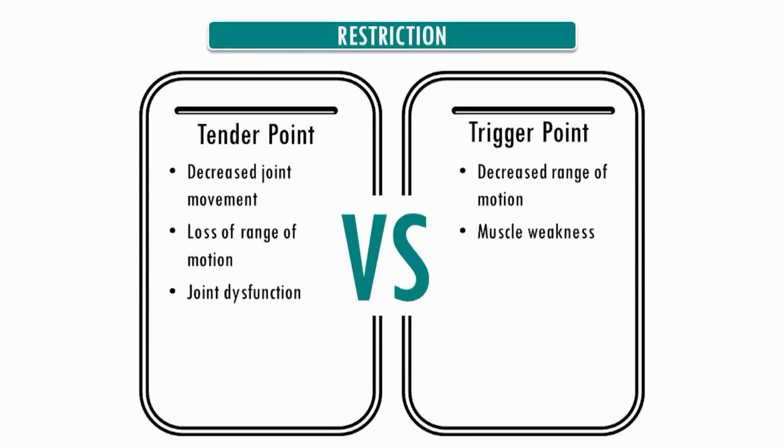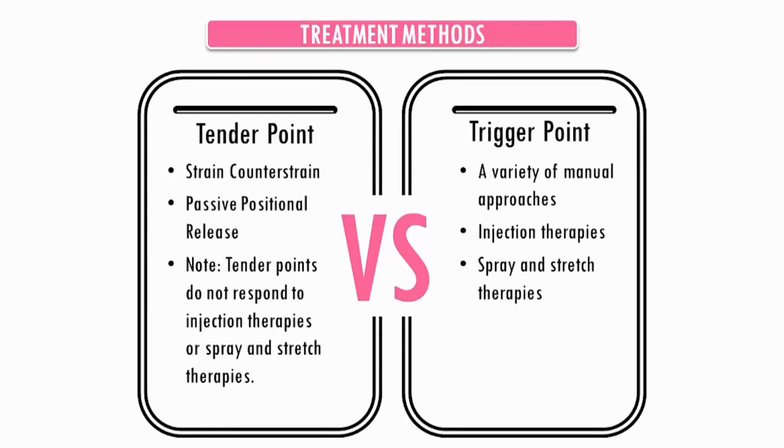Restriction. The tender point causes decreased movement, loss of range of motion, and therefore joint dysfunction. Trigger points can also cause decreased range of motion, but they can also cause muscle weakness. So the treatment methods for tender points are strain counterstrain and passive position release, and it's important to note that tender points do not respond to injection therapies or spray and stretch methods. Trigger points can respond to a variety of manual methods. They also respond to injection therapies and spray and stretch therapies.